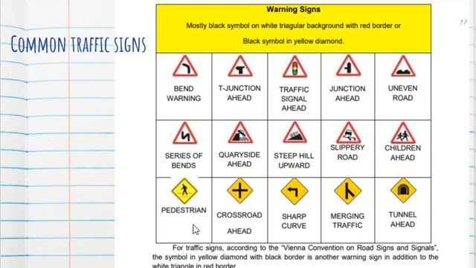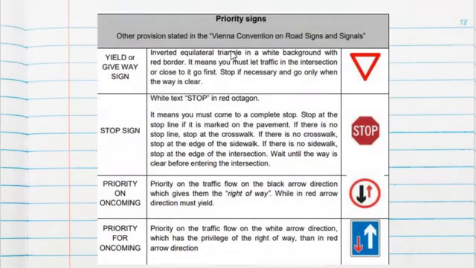And then we also have pedestrian crossing, crossroad ahead, sharp curve, merging traffic, and tunnel ahead. Okay, then we also have priority signs. So other provisions stated in the Vienna Convention on Road Signs and Signals are these.